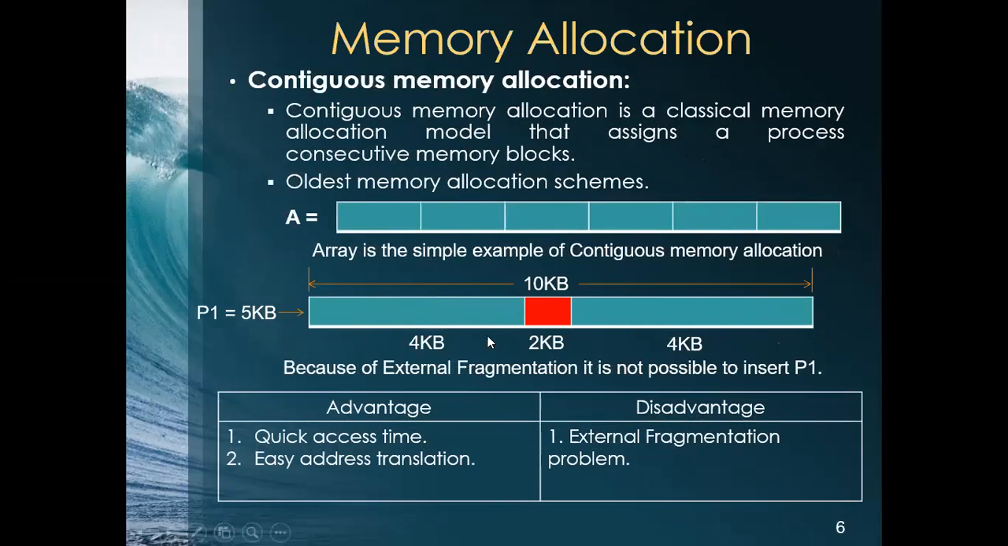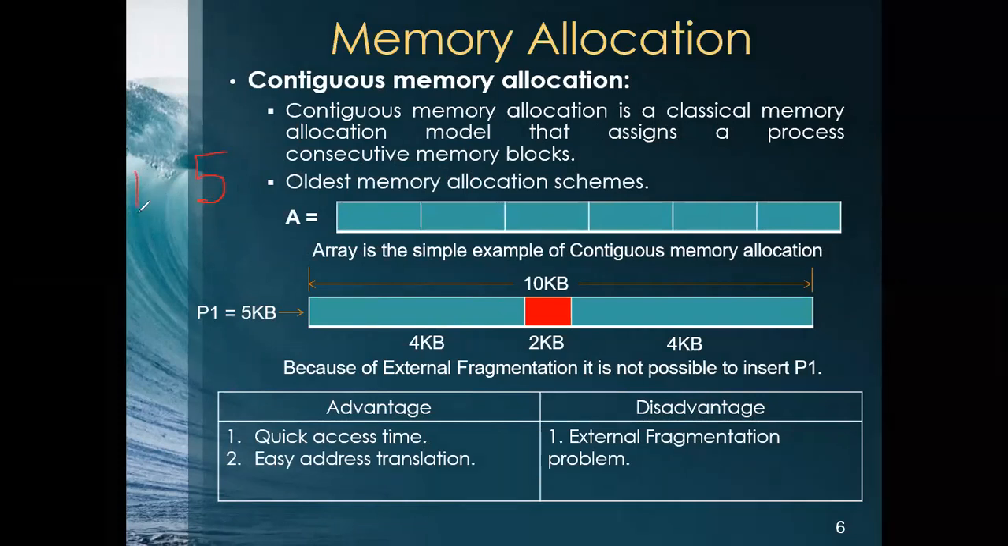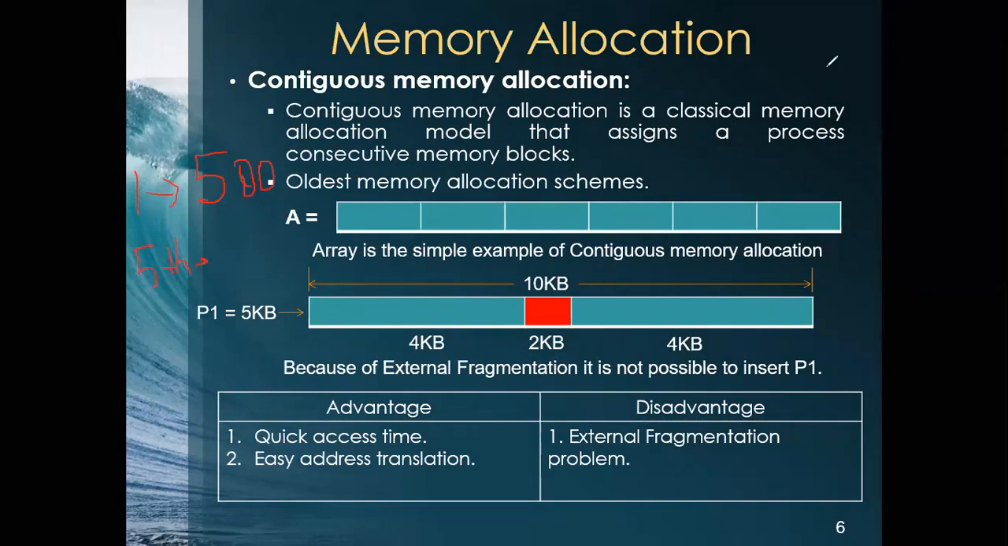Now, in the case of contiguous memory allocation, the advantage is that we have a quick access time. If this is array 0 and I want to access the fifth element, I just add 5 to the address of array 0, and I will get the fifth element. Let's assume the location of the first value is 500. If I ask you what the location of the fifth will be, you will say, sir, if the first is 500, the fifth will be 500 plus 4.